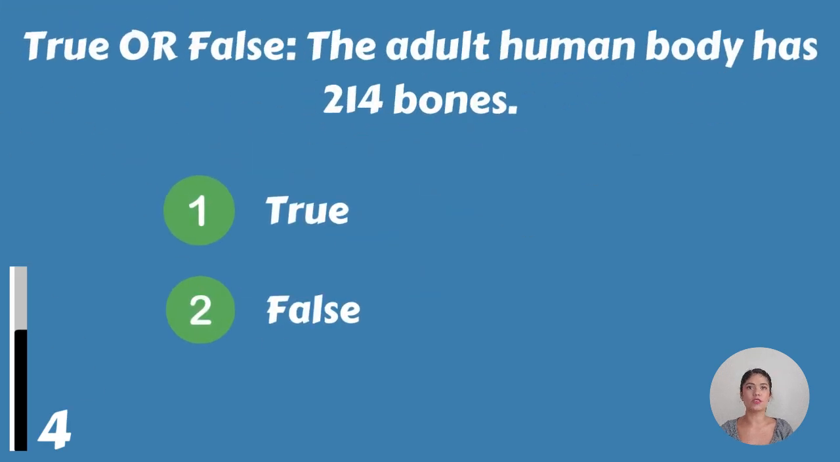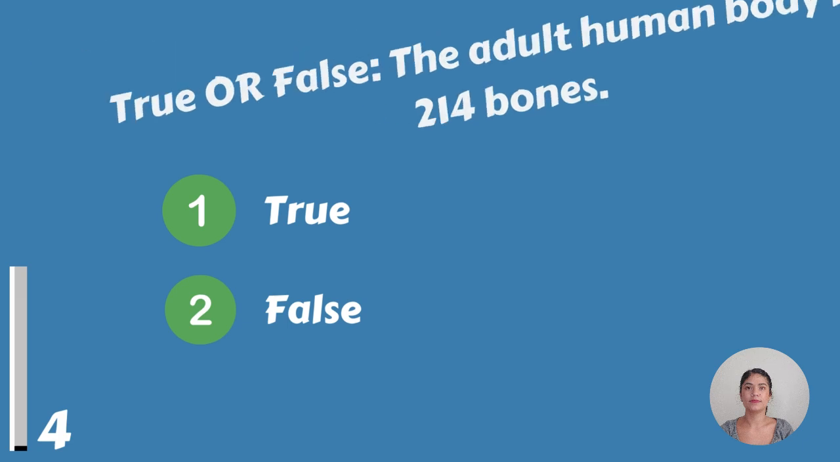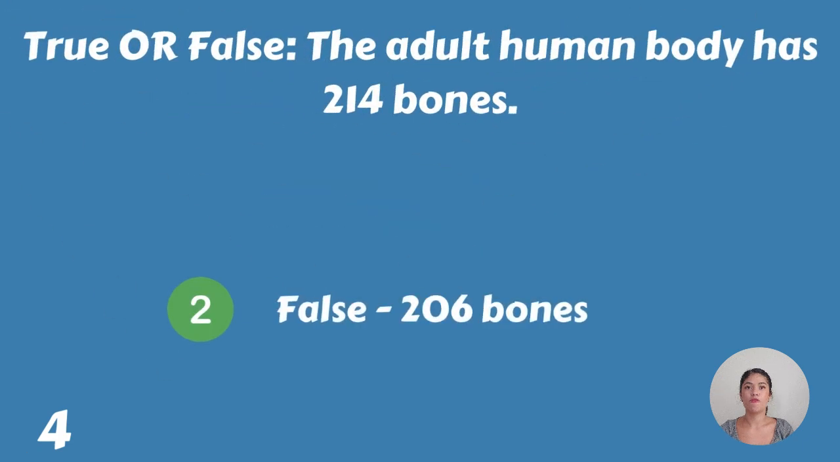True or false? The adult human body has 214 bones. True or false? False. 206 bones.